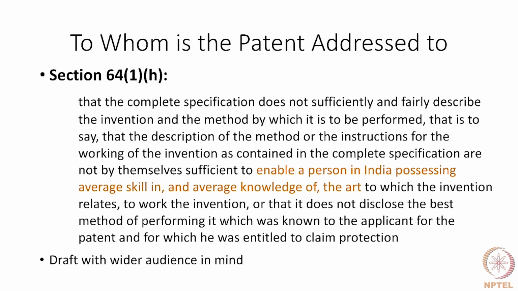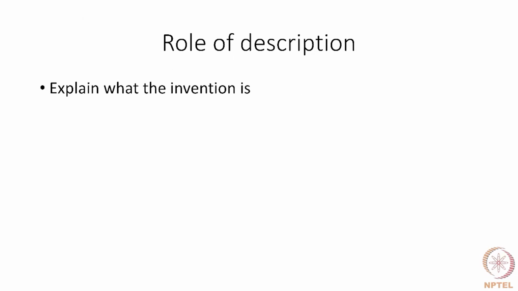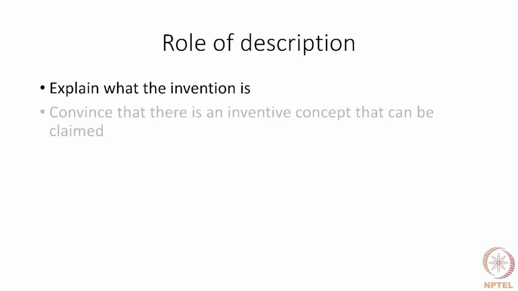And the enablement requirement tells us that the person should be able to come up with the invention. Though it is addressed to a person skilled in the art, patents have to be drafted keeping a wider audience in mind. Now let's quickly run through the role of the description or the descriptive part of the patent specification before we see what are the different parts and what are their function. Now it explains what the invention is.